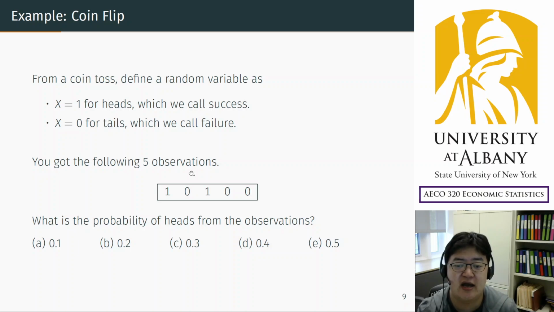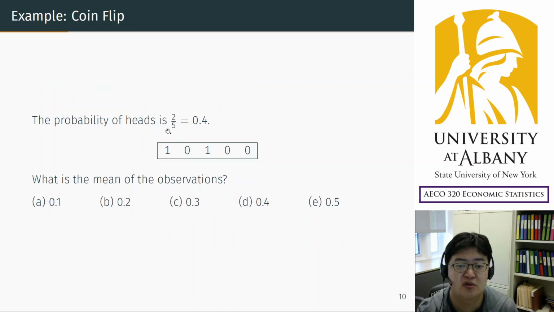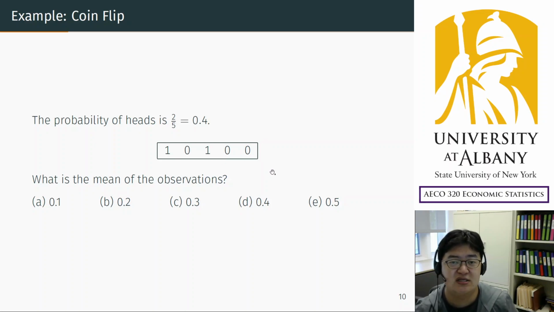The probability of heads is, out of 5 times, you got heads twice. So the probability should be 2 over 5, which is 40%, right? From that sample, according to the data, the probability of success is 40%. Now, from the same data, what is the mean of the observations? They are numbers, so you can calculate the mean. And what is that? Try this, pause the video, and do the algebra.